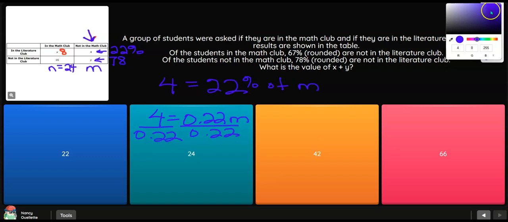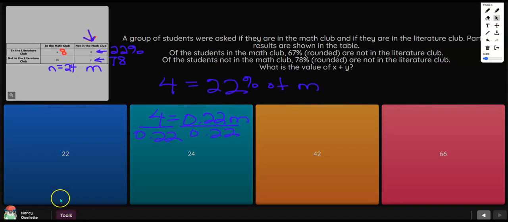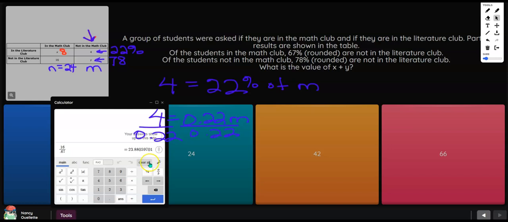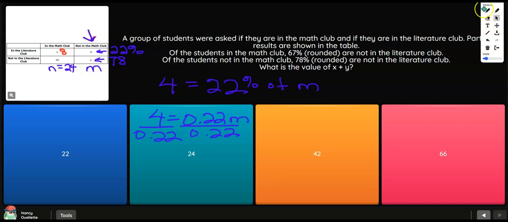We'll grab my calculator. Clear that, and we've got 4 divided by 0.22. That is, we're going to say that's 18. We'll round it to 18. So M equals 18. Well, if M equals 18, and let me get rid of some stuff here, just so it's not so confusing. If M equals 18, and the total number of students, 4 plus Y equals 18, well, what plus 4 equals 18? That's 14. So that means Y equals 14.